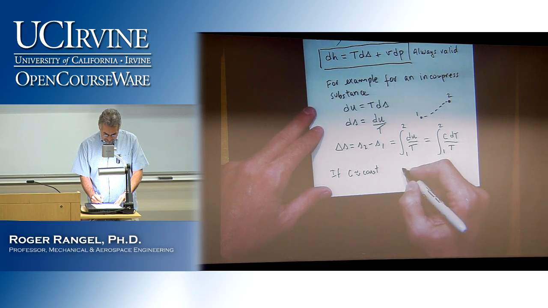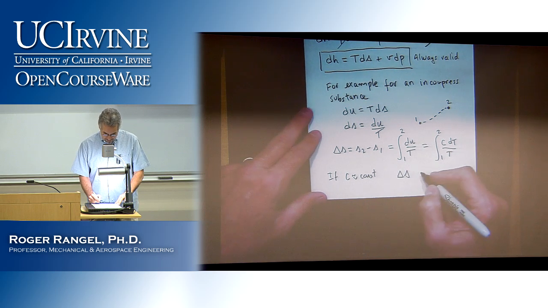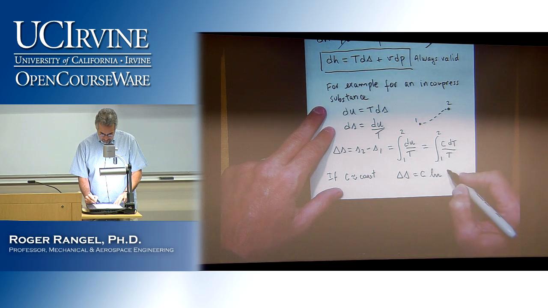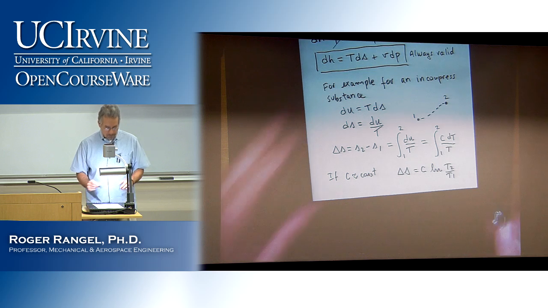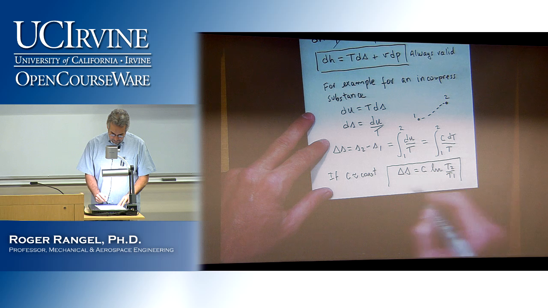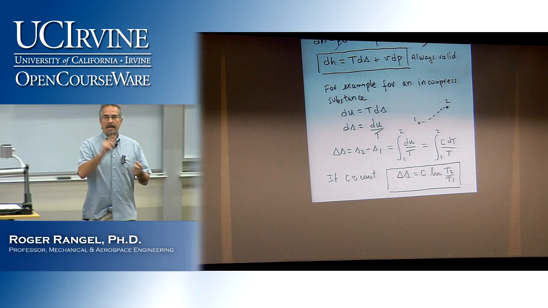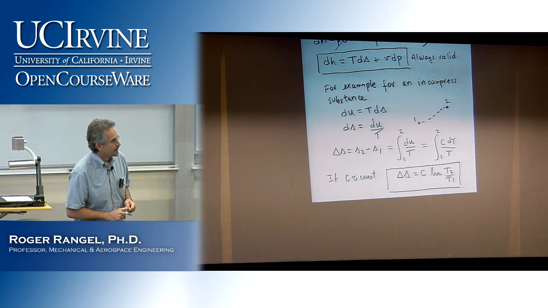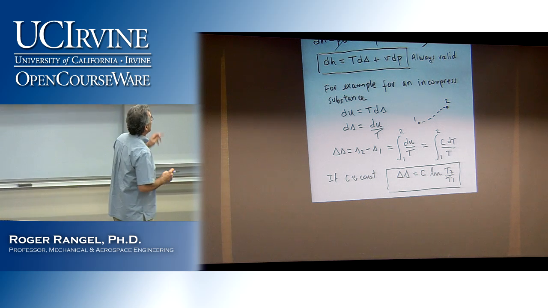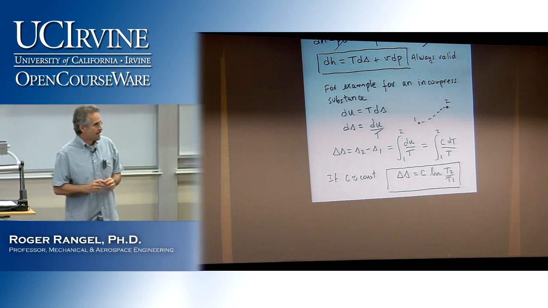then I find that the entropy change that I am looking for for this incompressible substance is C natural log of T2 over T1. I find this useful result. So if I have an incompressible substance and I assume that the specific heat is constant, then I can find the entropy change, delta S, for that substance as simply the product of the specific heat times the natural log of the final and initial temperature. So that's all I need to know.